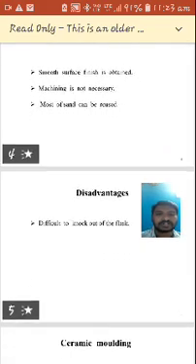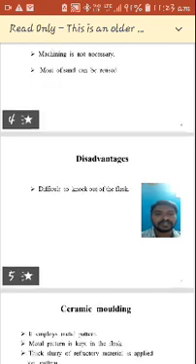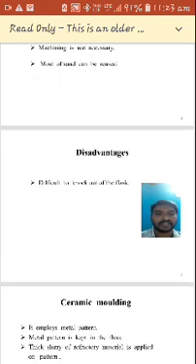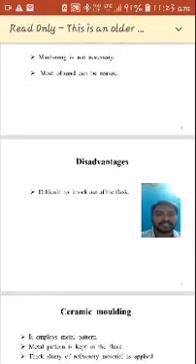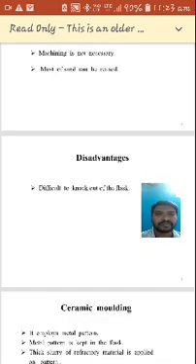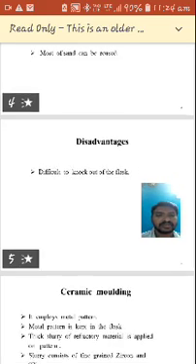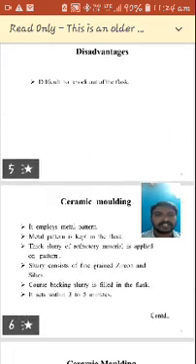Here we have a few disadvantages. It is difficult to knock out of the flask. Why? Because it is a cement bonded material, we are using Portland cement, so the mold becomes stronger. After making the casting, if you want to break the mold, it is difficult to break it. So that is the disadvantage.